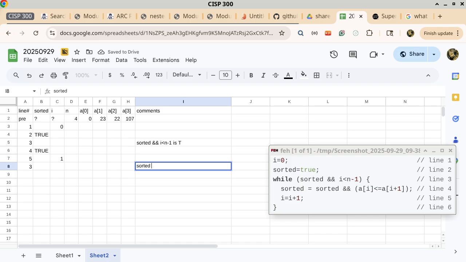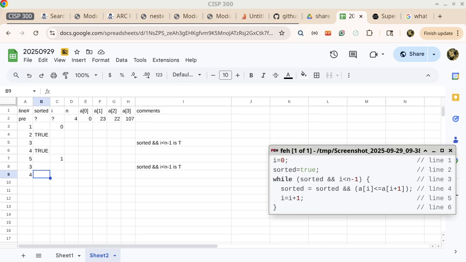We go back to line 3. Sorted is true. And then I is 1. N minus 1 is 3. 1 is less than 3 is also true. We have true and true, which is true. So this is the magical moment. We get to line 4. So this time, when we get to line 4, the left-hand side of the conjunction on line 4 is still true. That part is pretty much the same every time we get to line 4, because otherwise we would not be on line 4. We cannot possibly be on line 4 if sorted is not true to begin with.